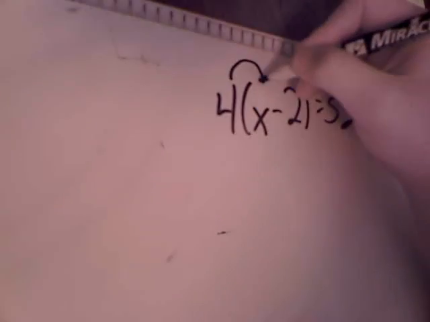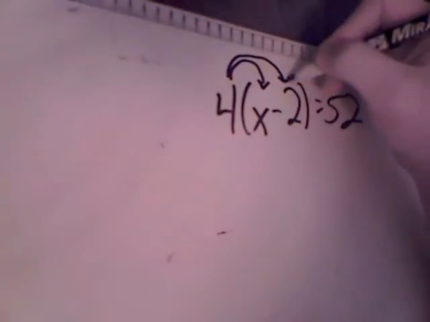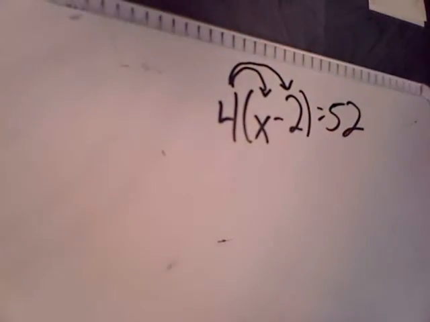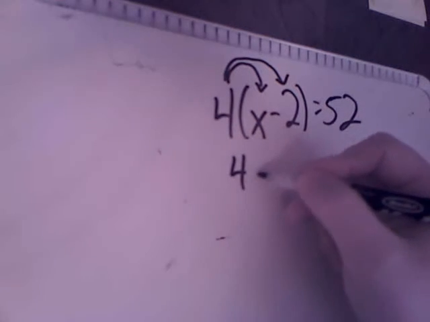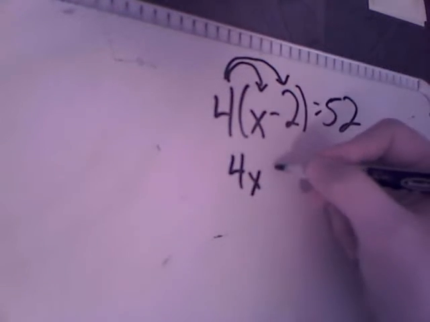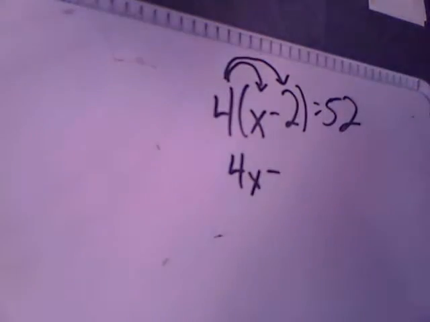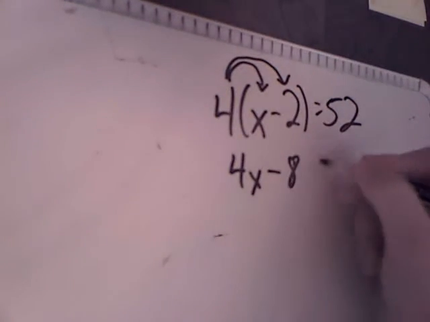So we have to multiply 4 times x, and we have to multiply 4 times 2. 4 times x is going to be 4x. We have to bring down the subtraction sign. 4 times 2 is 8.